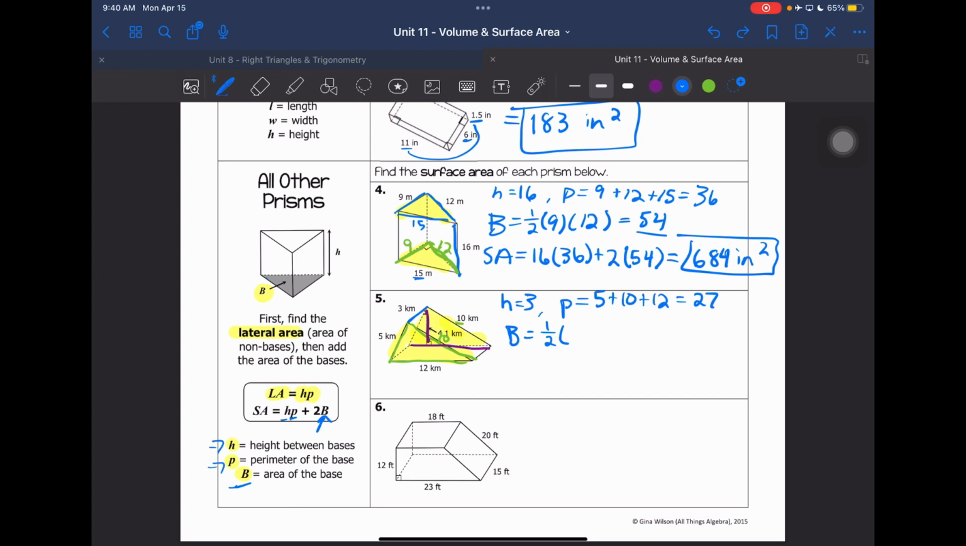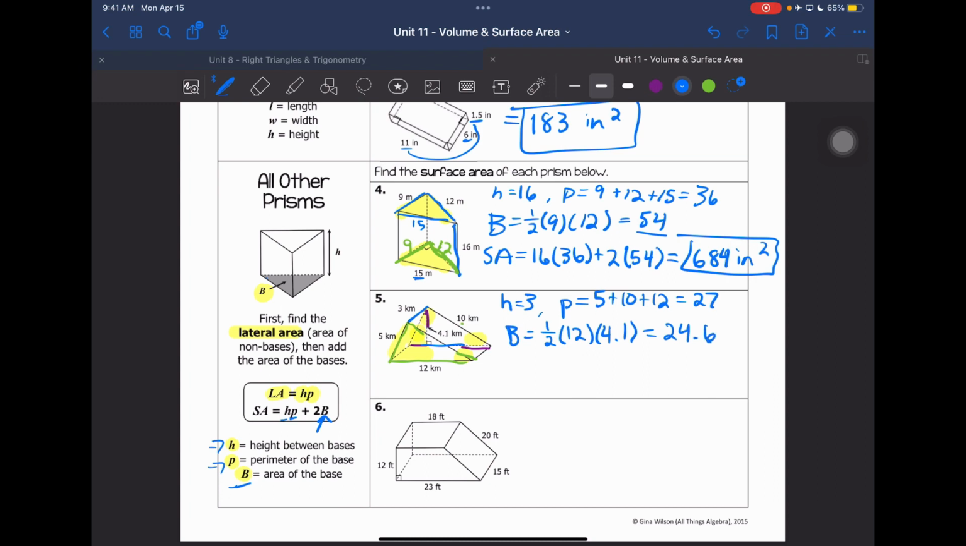So 1/2 times 10, or 12 actually, is what that should be. This is 12, and then our height is 4.1. Okay, and then we can just type that into our calculator and find out what that is. So this is 24.6.